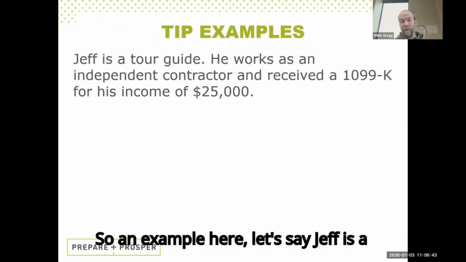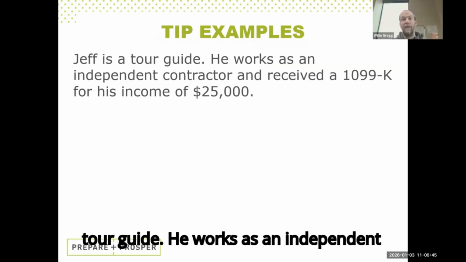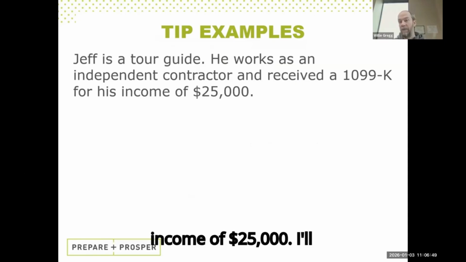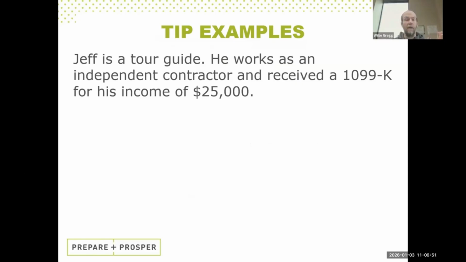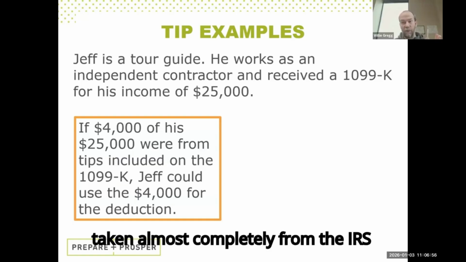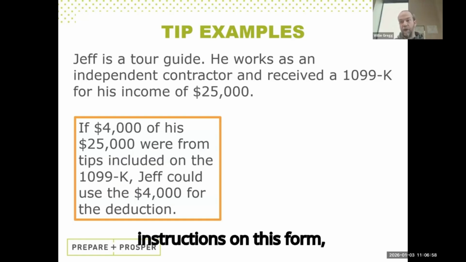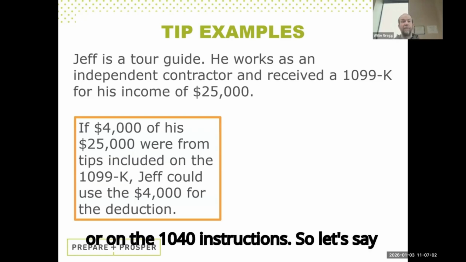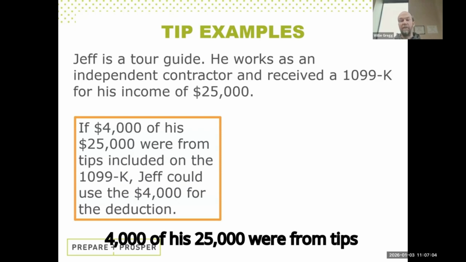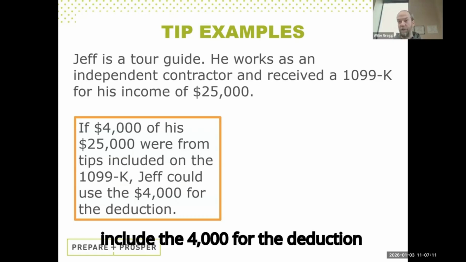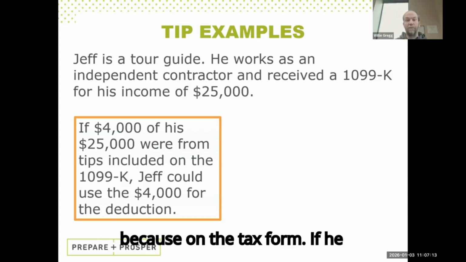So an example here, let's say Jeff is a tour guide. He works as an independent contractor and receives a 1099K for his income of $25,000. I'll just let you know that this example is taken almost completely from the IRS instructions on this form, or on the 1040 instructions. So let's say $4,000 of his $25,000 were from tips included on the 1099K. Jeff could include the $4,000 for the deduction because it's on the tax form.